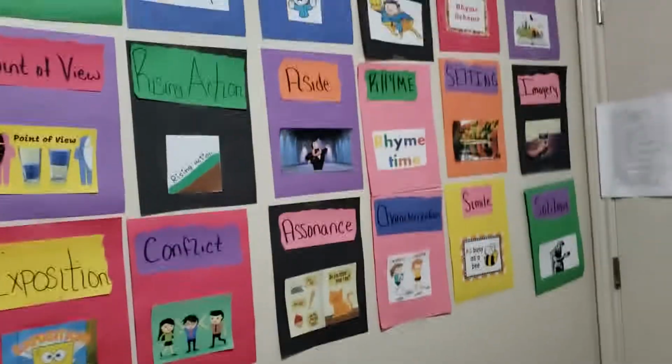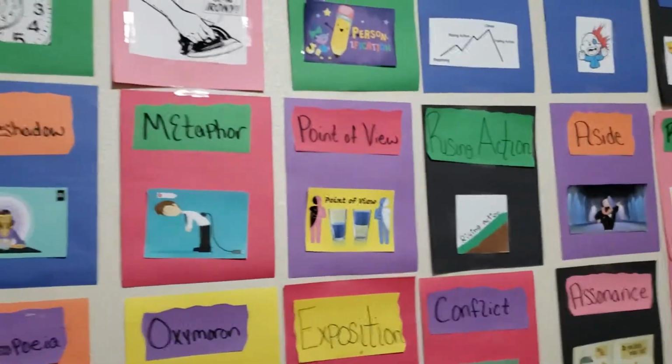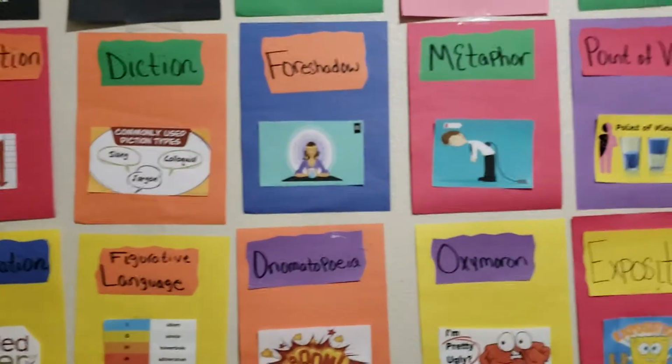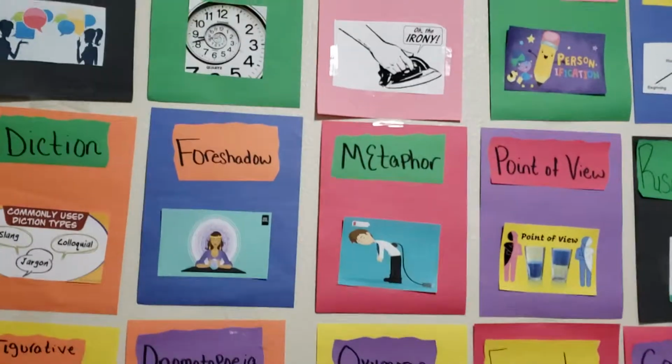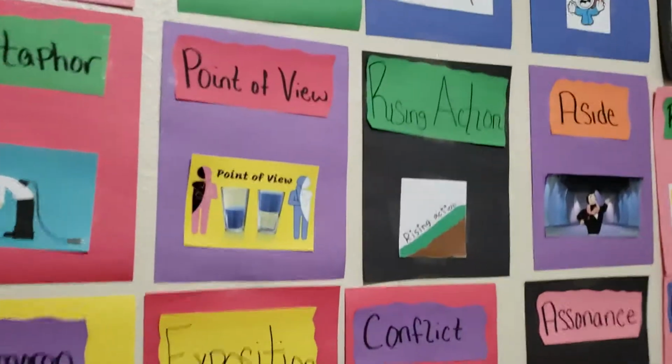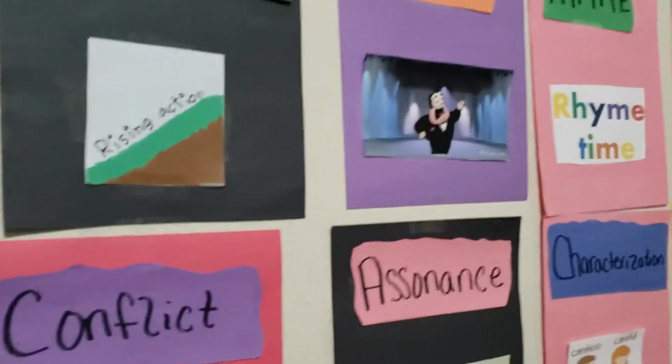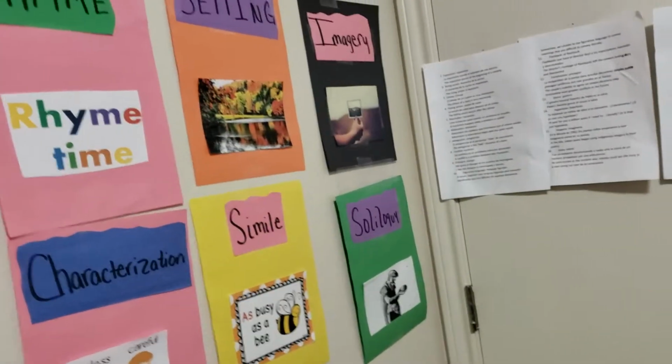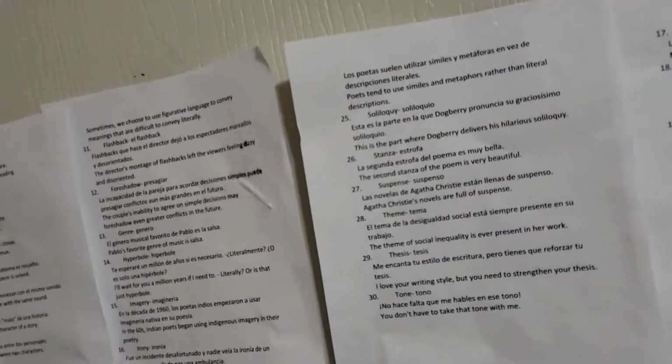An example would be flashback, foreshadow, onomatopoeia, irony, metaphor, oxymoron, personification, point of view, and exposition, just to name a few. Aside from that, my partner and I also went ahead and did translations. Yeah, so for the translations, we went ahead and did 30. They're kind of mixed up, but it's 30. About words that are going to be relevant to our English teaching careers.